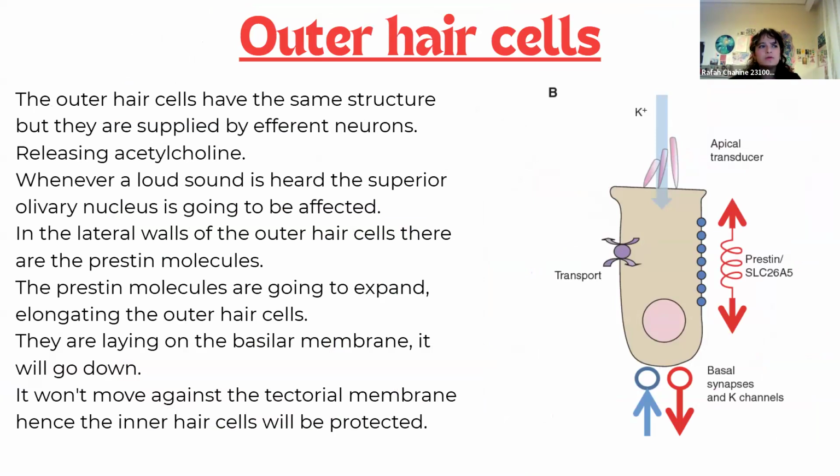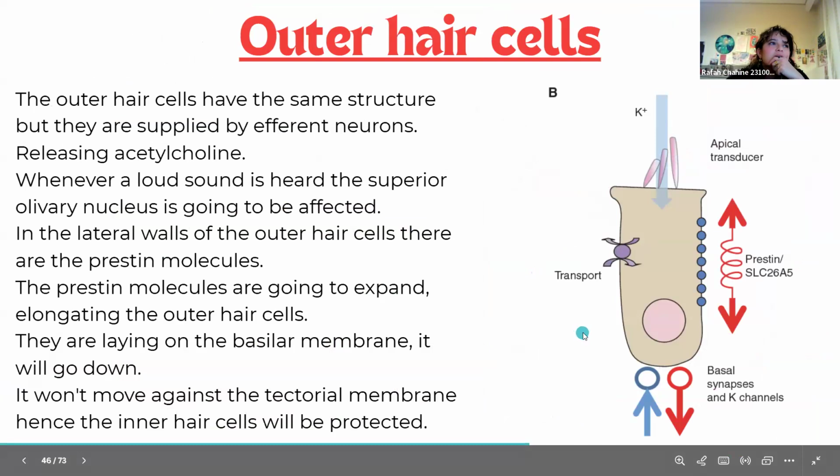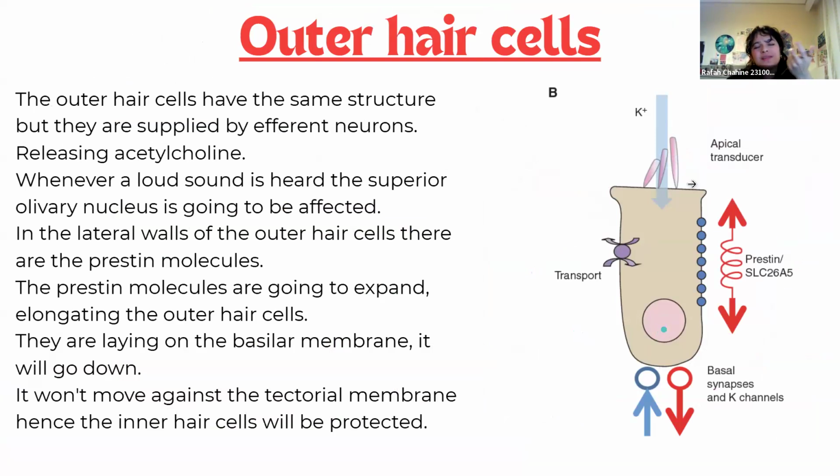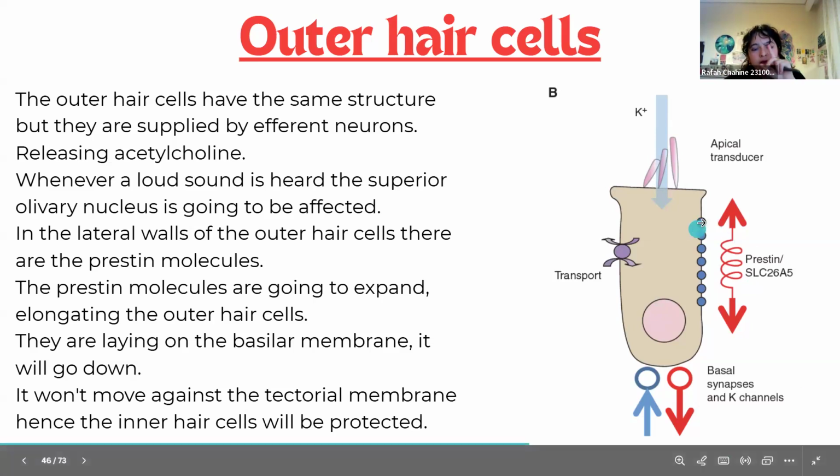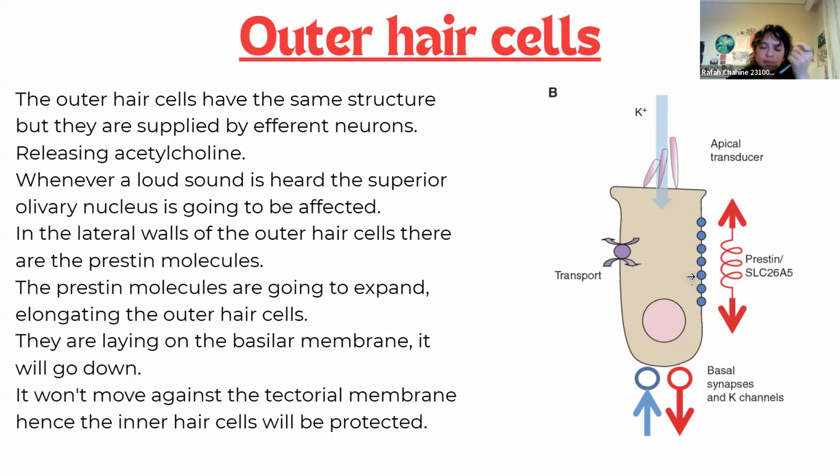The way this occurs is that these outer hair cells, instead of releasing glutamate like the inner hair cells do, release acetylcholine, okay? So whenever there's a loud sound playing, that is going to be sensed by the superior olivary nucleus. More importantly, the outer hair cells have a very special kind of superpower: on their lateral wall they have these molecules called prestin molecules, okay? When these prestin molecules expand, they will literally cause the outer hair cell to elongate, okay?